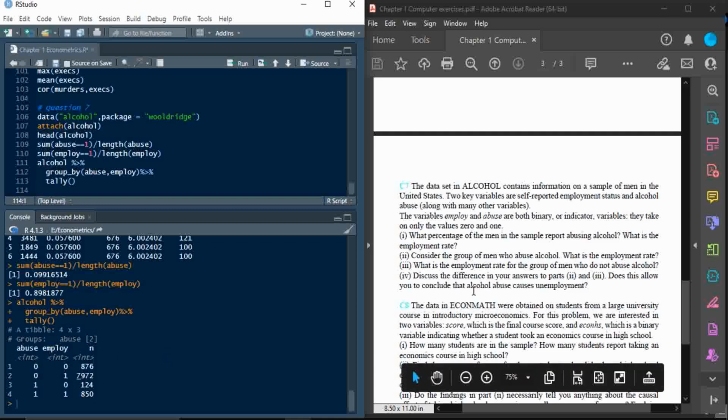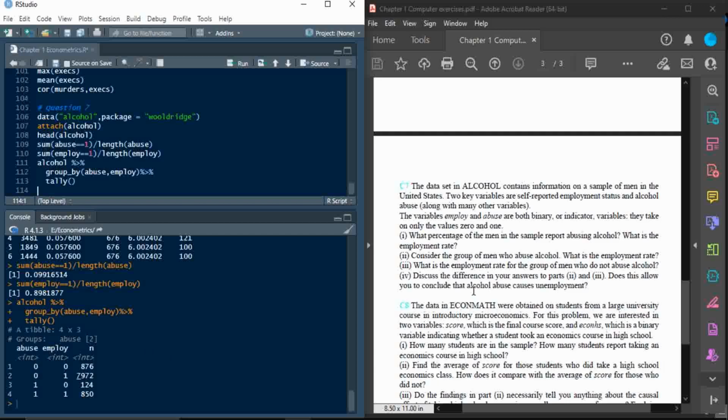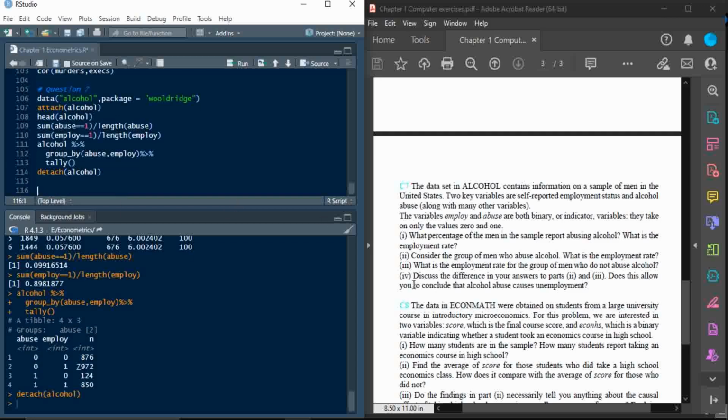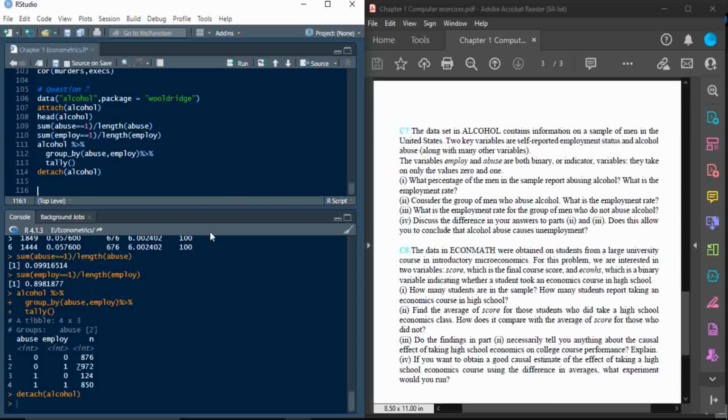Now look at this fourth part. Discuss the difference in your answers to parts second and third. Does this allow you to conclude that alcohol abuse causes unemployment? We can discuss this in the comment section. Again, remember to detach the data set alcohol. Okay. Now the final question and the last question is here, question number 8.